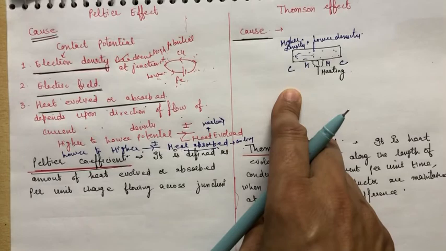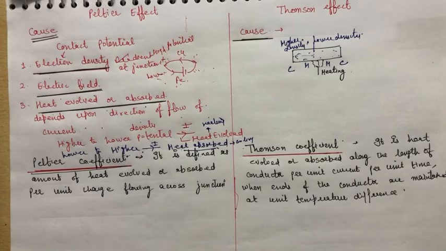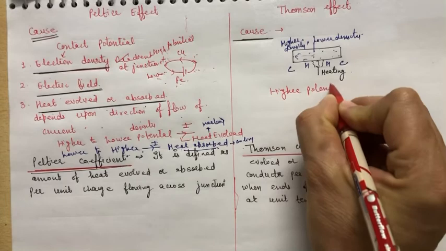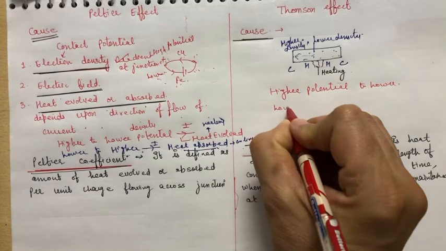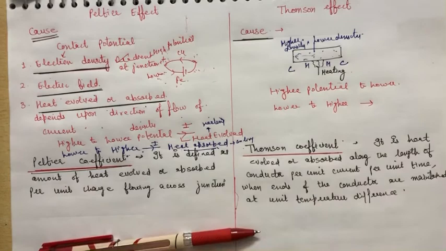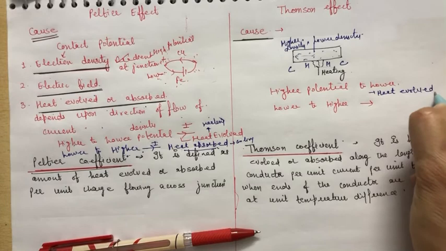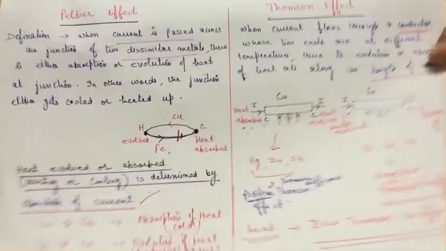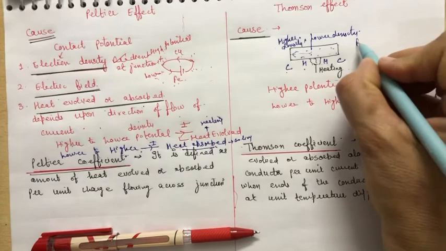Now about higher to lower and lower to higher, if you want to write, I will write from higher potential to lower, here heat is evolved, and lower to higher, here heat is absorbed. Cold to hot, in the case of copper, like this. This depends upon the nature of the conductor which we are using.